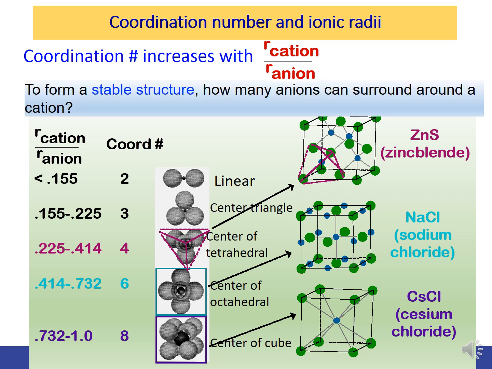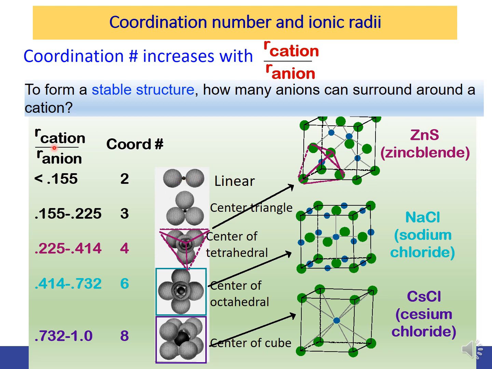And again, how do we form a stable structure, meaning how many anions can surround a cation, or in other words, which interstitial sites should we place the cation in? Well, for a special RC over RA ratio, there is a critical or minimum RC over RA ratio. For example, if RC over RA is less than 0.155, the associated coordination number is 2, which means we can only fit one cation between 2 anions, which is the linear arrangement.